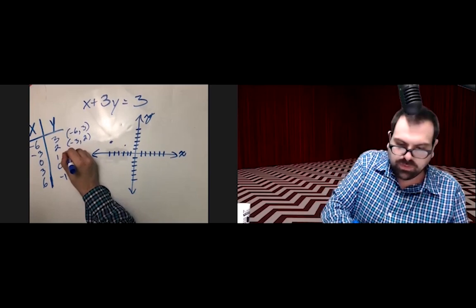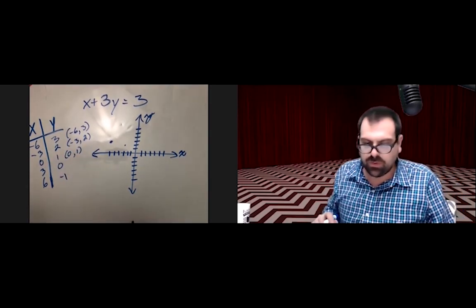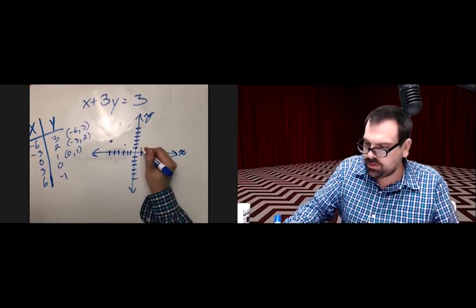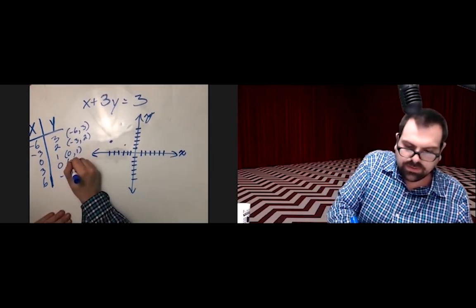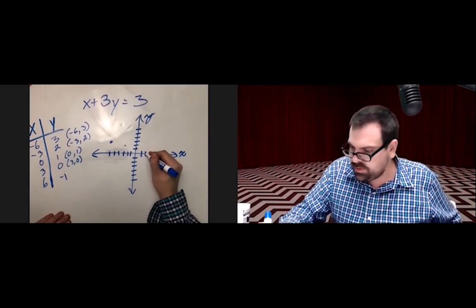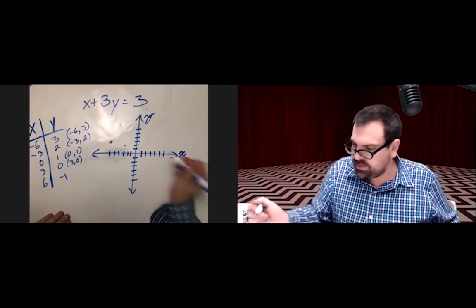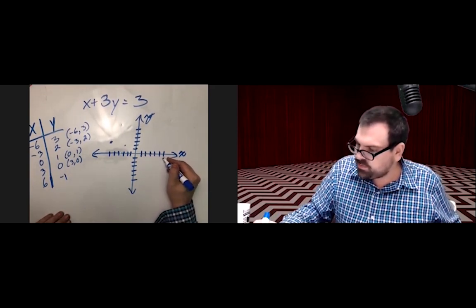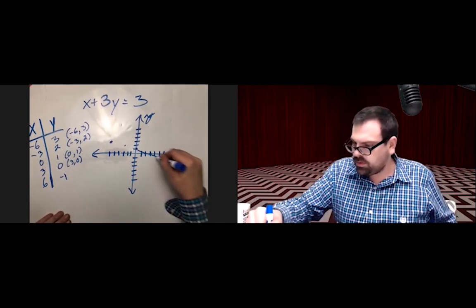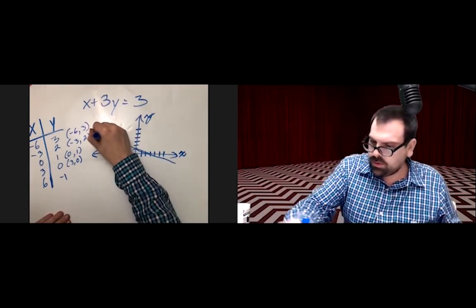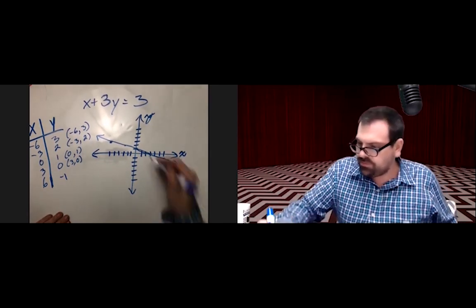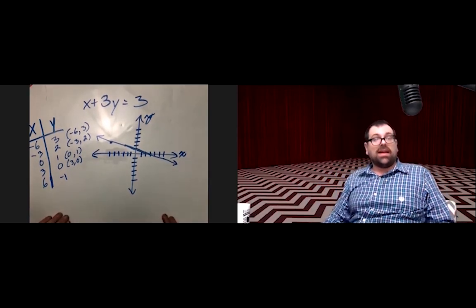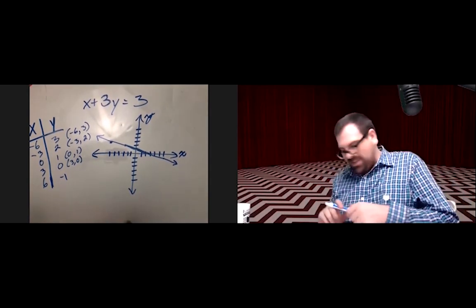0, 1, just pulling it right out. 0 for the X, 1 for the Y. 0, 1 was right there. 3, 0. That's there. 6, -1. 1, 2, 3, 4, 5, 6. Down 1. My lack of foresight, not having a ruler here, means that's the best we're going to do with that line. I am not an artist.